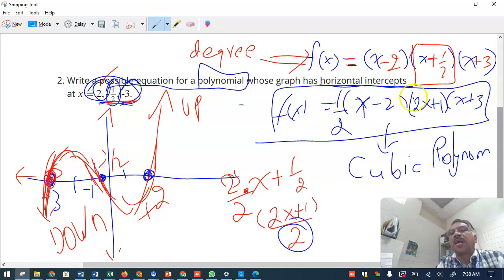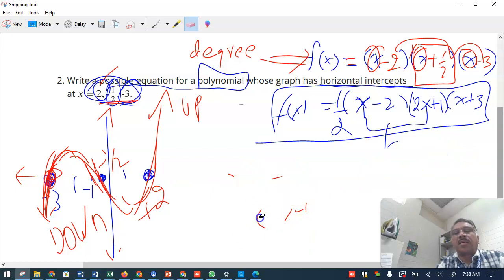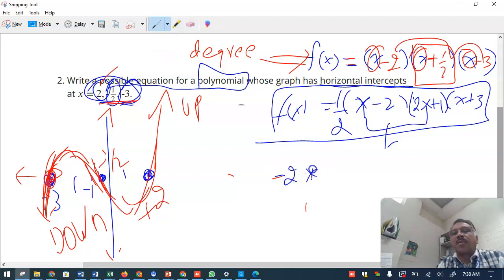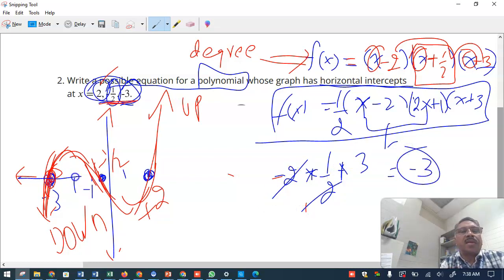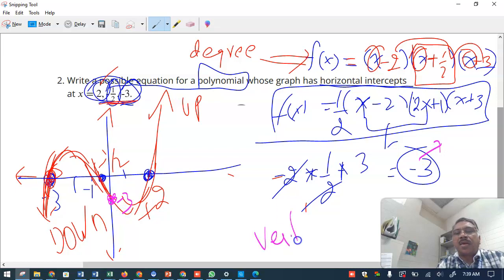There are 3 x's when you multiply these. If I plug in x equals 0 there, you multiply the numbers by themselves, and that is minus 2 times half times 3, and the 2 crosses out, so you get minus 3. What this means is basically the graph crosses the y-axis at minus 3, because this is also a vertical intercept.